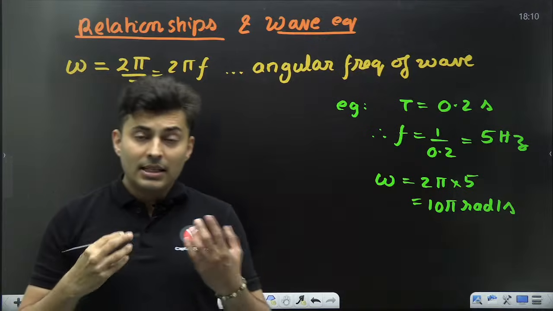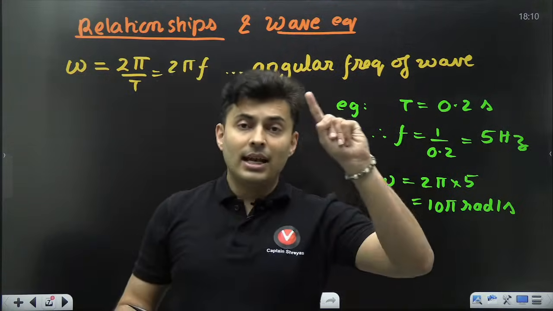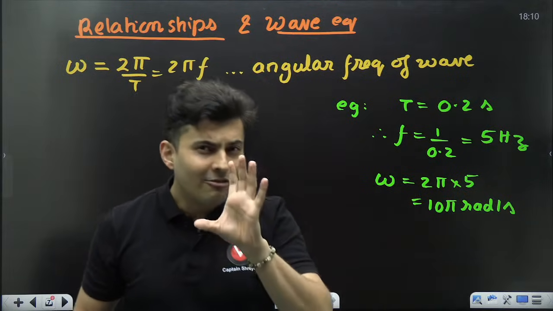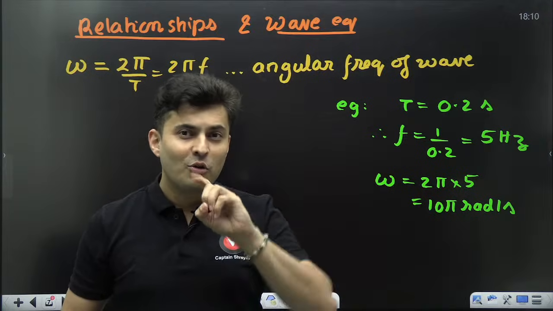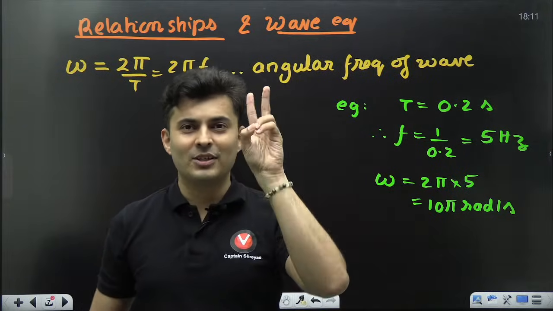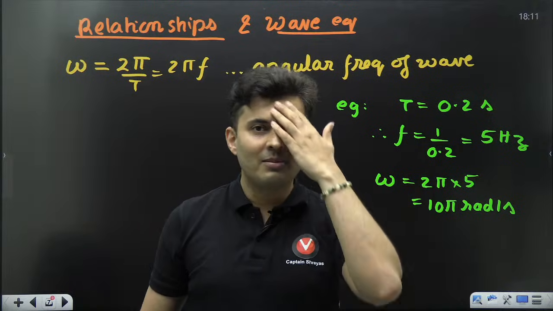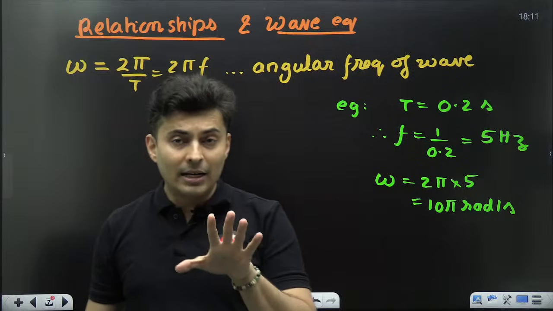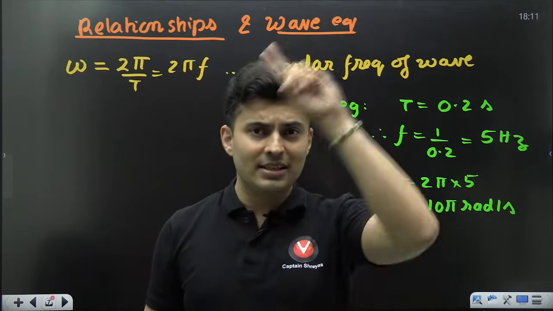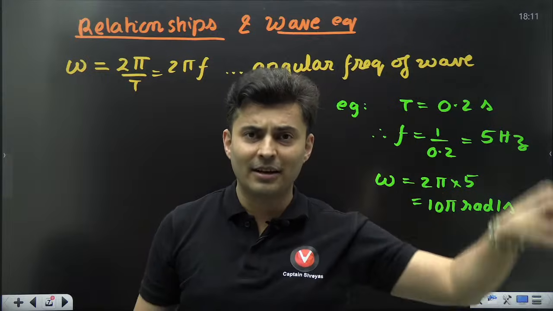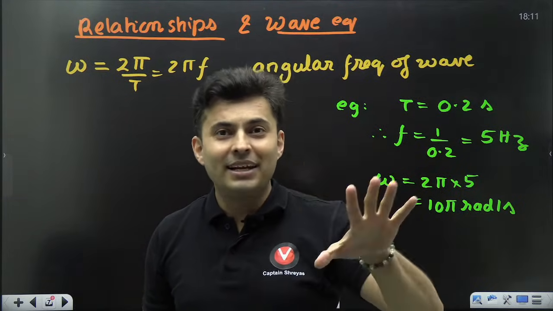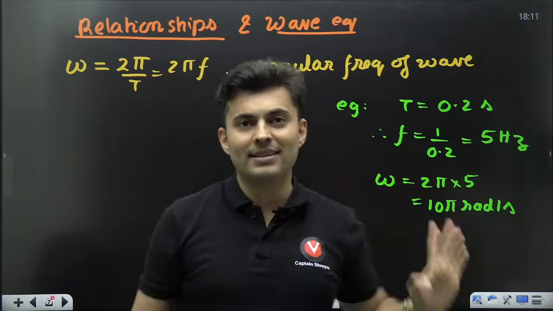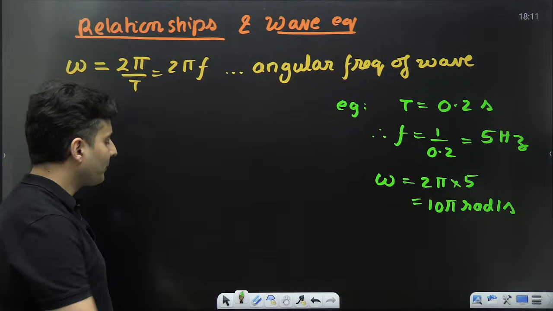That means that there are 10 pi radians worth of phase in 1 second. One oscillation, one wave, one complete circular motion is always associated with 2 pi radians, if you remember even trigonometry. So when I say 10 pi radians are covered in 1 second, that means if 2 pi radians represents one oscillation, one circular motion, one revolution, one wave, so 10 pi radians will have 5 such waves. So 5 such waves are passing in 1 second. That is the meaning of this angular frequency.